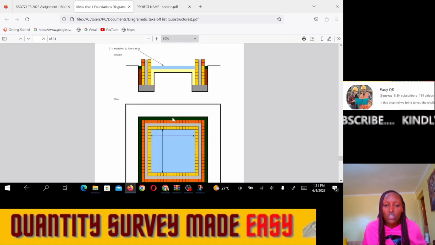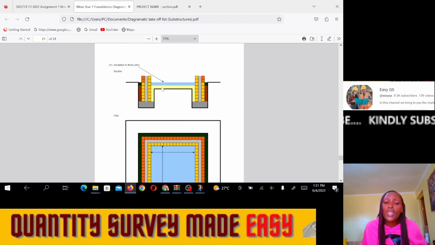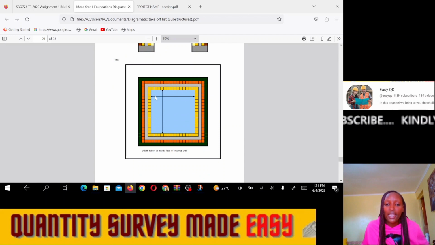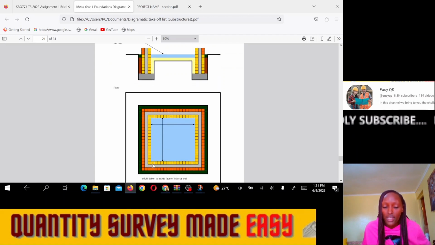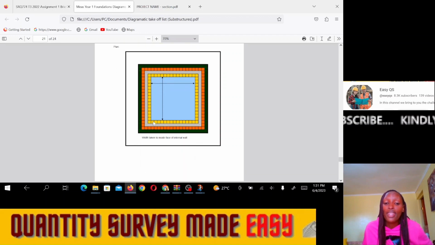Okay, then we have the insulation to the floors. From the hardcore that we have laid, we need to insulate the floors so that we can now do the slab construction. How do we measure the insulation to the floors? It's measured in meters squared. How it's measured? We shall take the total area inside the internal blockwork. You see, inside the walls, the same area we have compacted, the same area we have done hardcore, the same area we shall now do insulation. So we shall take the length and the width inside the wall. That is where we shall do the insulation.